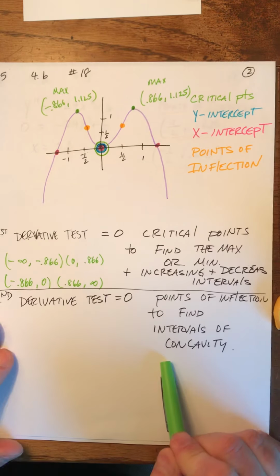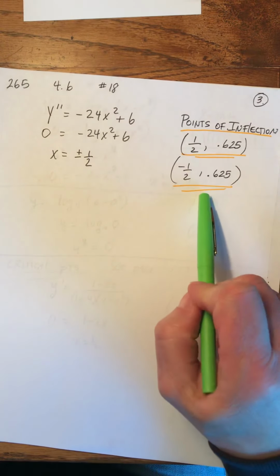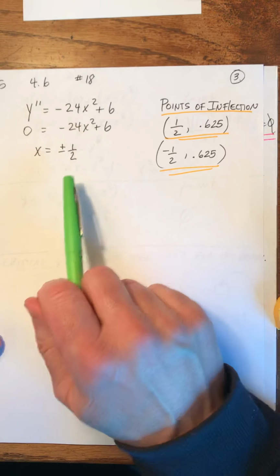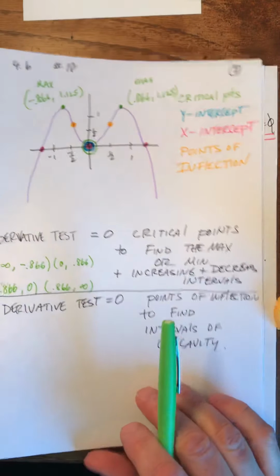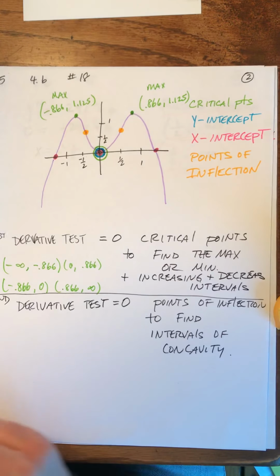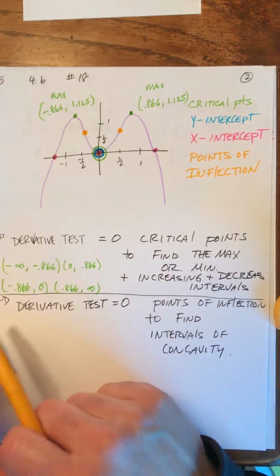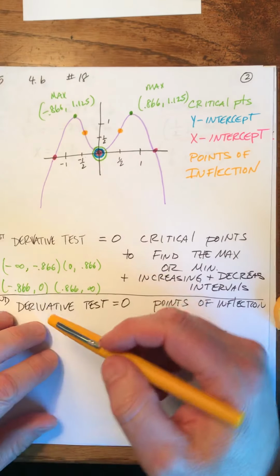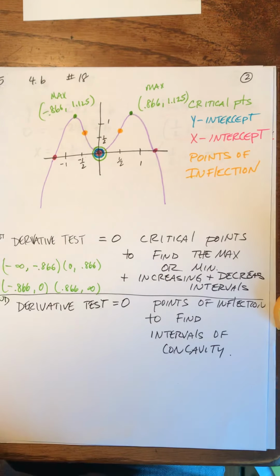The second derivative gets us what we call our points of inflection. And that's by taking the second derivative, setting it equal to 0, and solving; we would get these points here, which on our graph are the gold points. Now, what are the points of inflection? The points of inflection are the points in which the concavity changes from concave up to concave down, or concave down to concave up. Now, what does that mean?